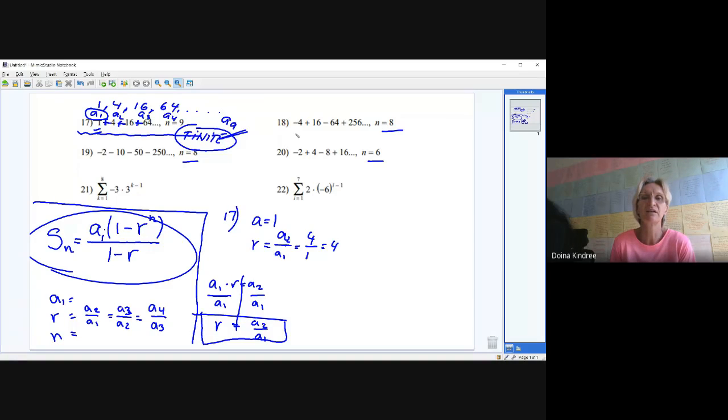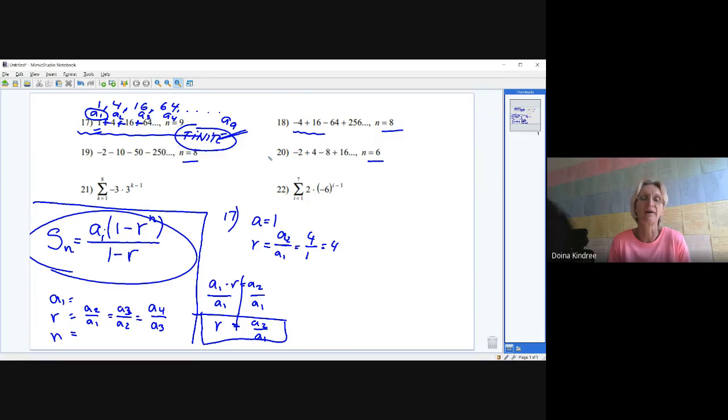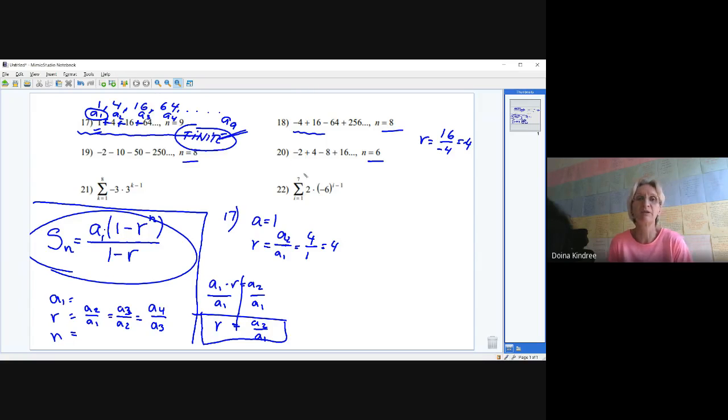Go a little and play with the 18. Negative 4 times how much is 16? Try. Negative 4 times how much is 16? -4. You see? So that's your R. Because if you put now R equals A2, which is 16, divided by -4, that's exactly your answer here, -4. And then -64 divided by 16 is also -4. Yes, so they repeat and they are correct.